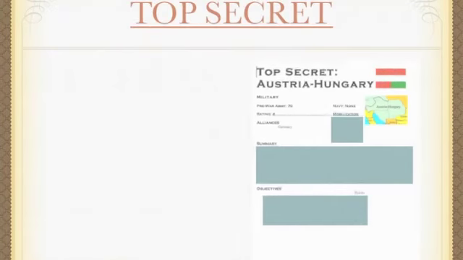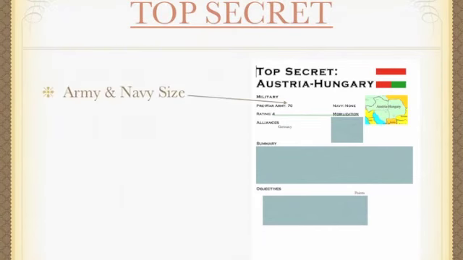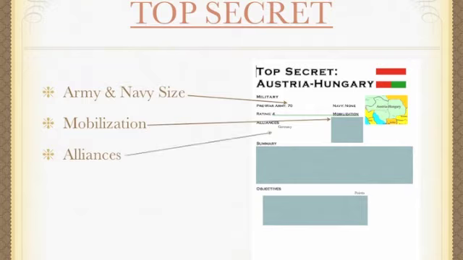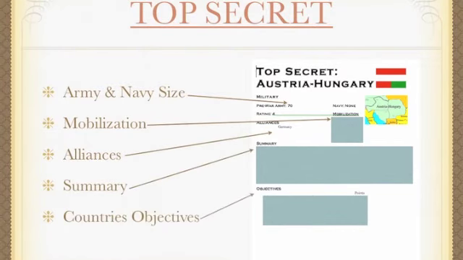Top secret documents include the number of reserves that can be mobilized. Each document has an individual summary of their country. The summary contains historical information as well as background information about their objectives. Top secret documents have a list of objectives that the country needs to complete. Students will be very protective of their objectives, because if other countries figure them out, they will be very limited in what they can negotiate.